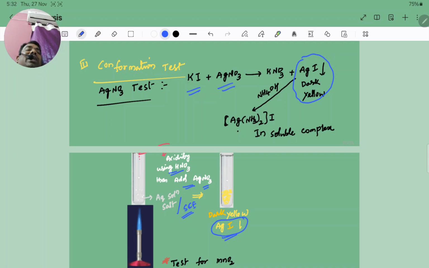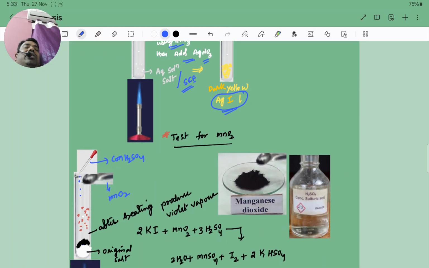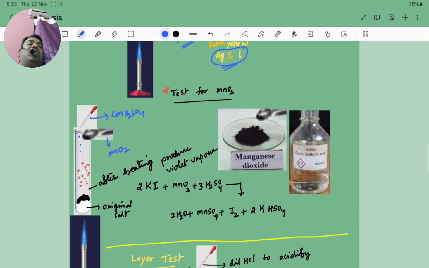Now this AgI reacted with ammonium hydroxide solution, and it will form an insoluble complex. Now this insoluble silver complex is reacted with concentrated HNO3, and it will form again a dark yellow colored precipitate, which indicates silver iodide reformation takes place. Now next, we will move to the test for MnO2.